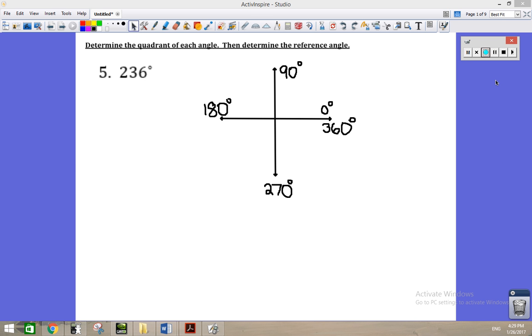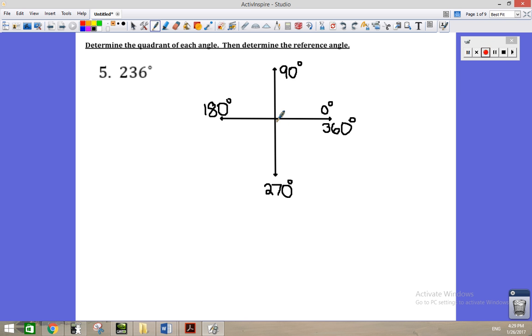Let's look at problems 5 through 12. They all have the same direction here. I've done a little bit of preliminary things. You should know the boundaries for all of our quadrants, whether you're in degrees or radians. So with 236 degrees, you're obviously bigger than 180 degrees and smaller than 270.